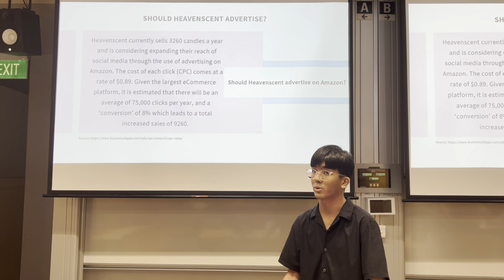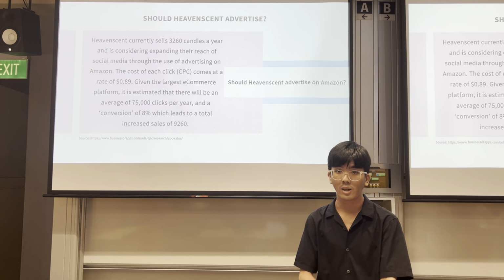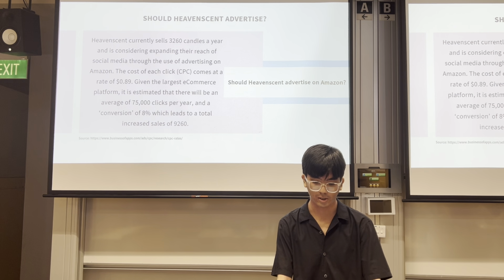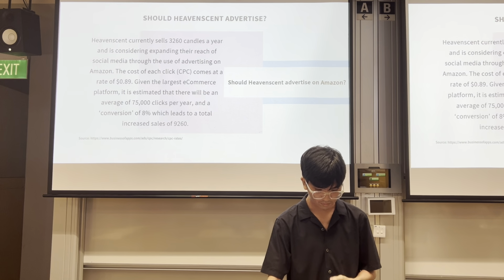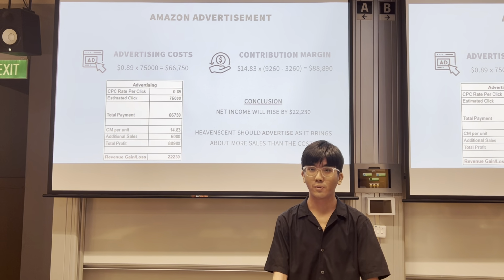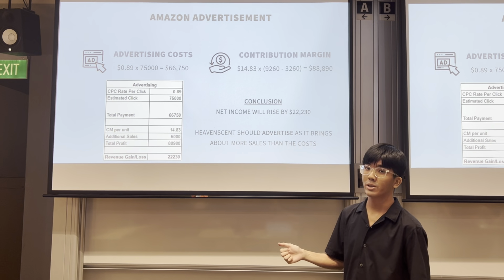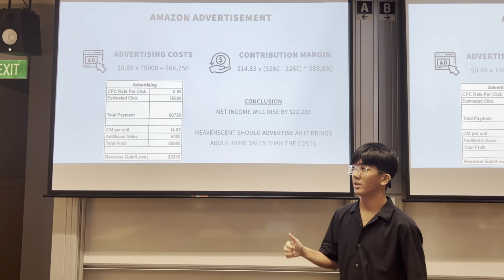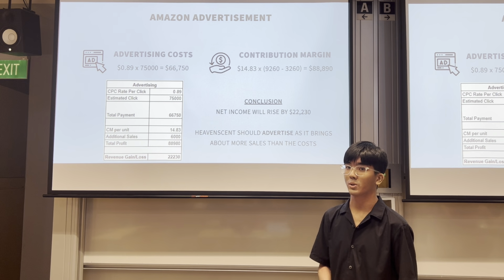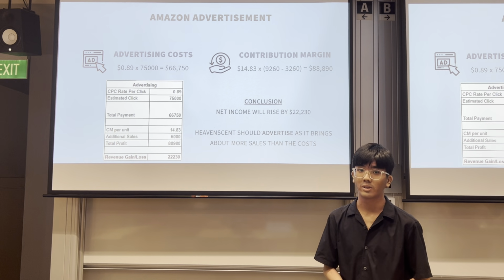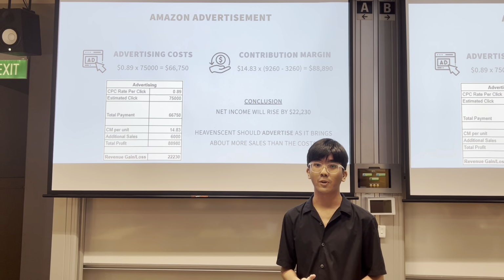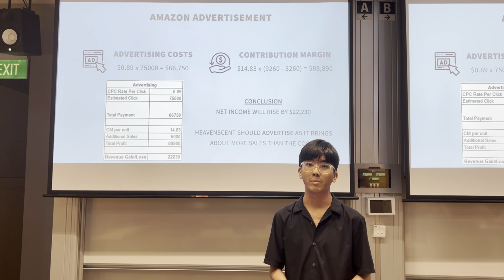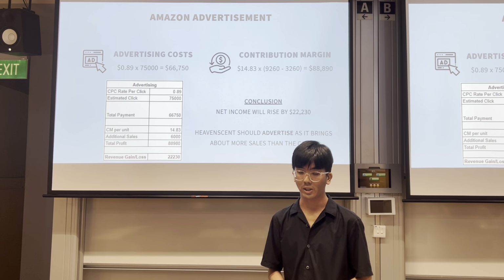So this actually leads to an increased sales of 9,260 compared to the previous 3,260. So the question now here is whether Heavenscent should actually advertise on Amazon. So if we actually move on, we can see that the advertising cost is simply taken by the cost per click multiplied by the 75,000 clicks, which will give us a total cost of 66,750. However, if we actually look at the contribution margin, which is $14.83 multiplied by the additional sales, which is 6,000, that will give us $88,890.